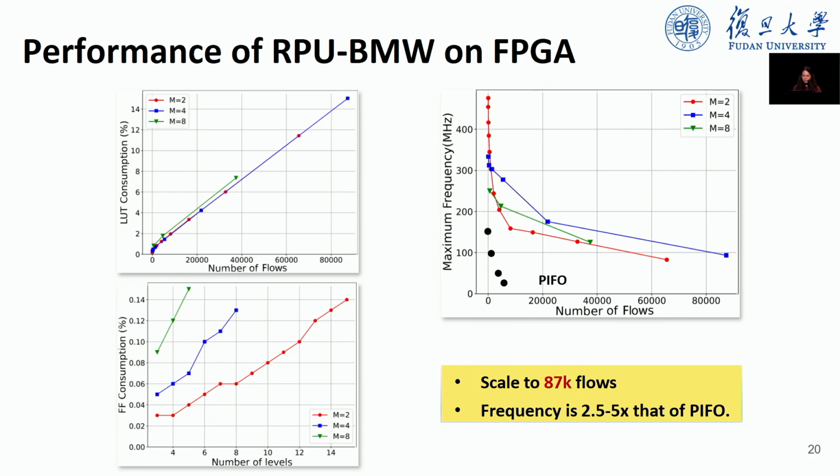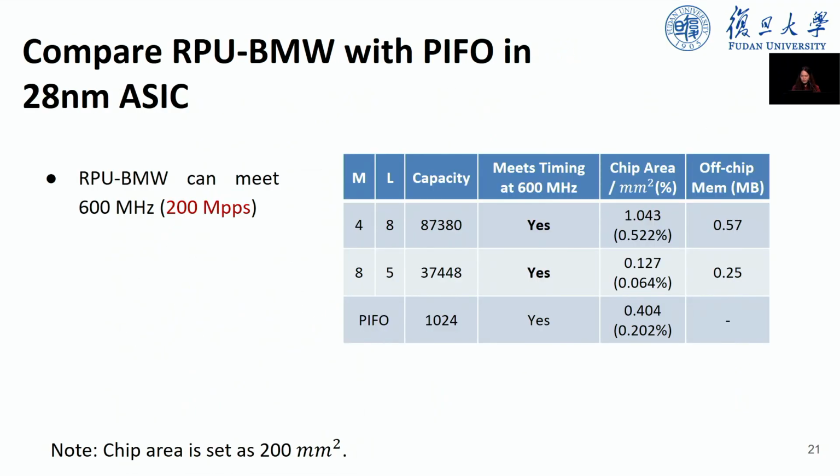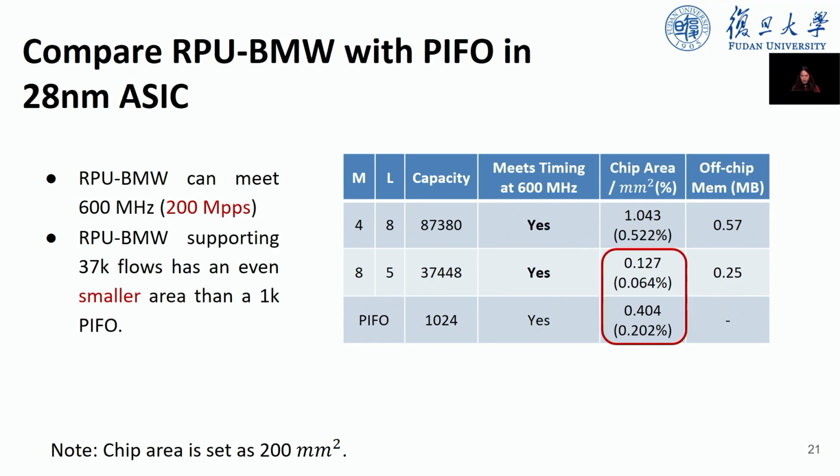As for the RPU BMW, it can scale to 87,000 flows. With a similar capacity, the frequency of 2-order RPU BMW can be up to 5 times that of PIFO. In the 28nm process, the frequency of RPU BMW can be as fast as 600 MHz, reaching a scheduling rate of 200 million packets per second. RPU BMW supporting 37,000 flows has an even smaller area than a 1,000 PIFO.